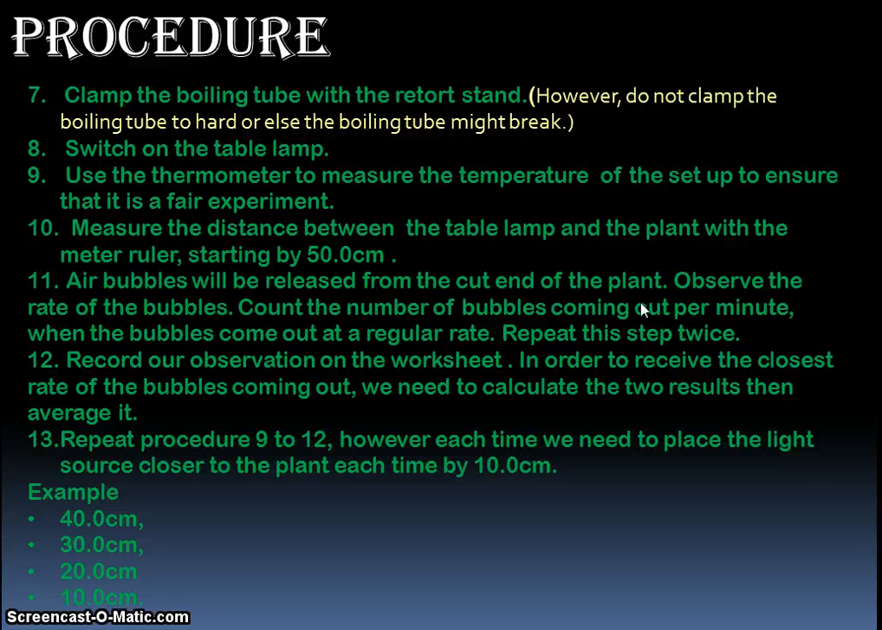When the bubbles come out at a regular rate, repeat this step twice. Record our observations on the worksheet in order to get the closest rate of bubbles coming out. We need to calculate the two results, then average them. Repeat procedure 9 to 12. However, each time we need to place the light source closer to the plant by 10 cm. Example: 40 cm, 30 cm, 20 cm.